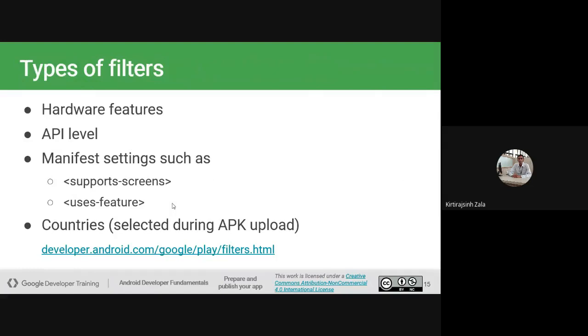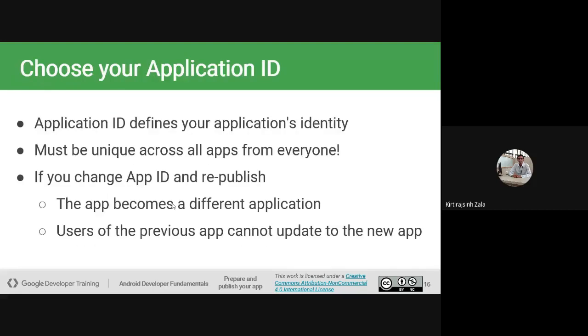Okay, types of filters. These are the types of filters: hardware filter, hardware features, API level, manifest settings such as supported screens and uses-features, and countries selected during the APK upload. So these are the types of filters which will be considered while showing any application on your screen. Choose your application ID.